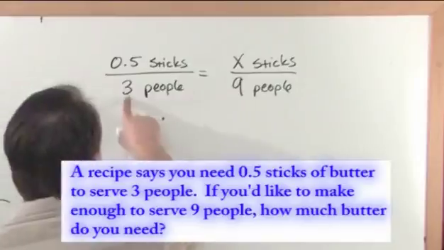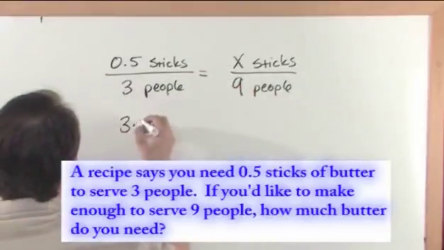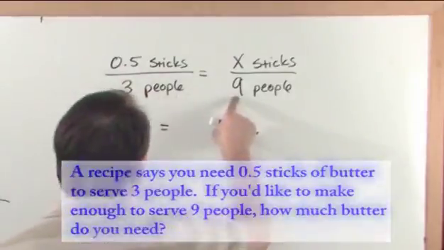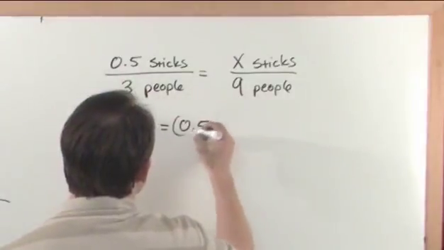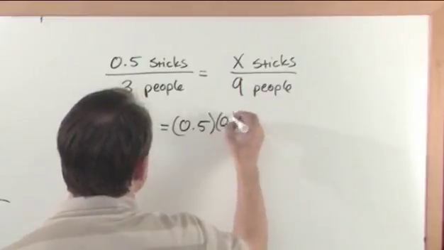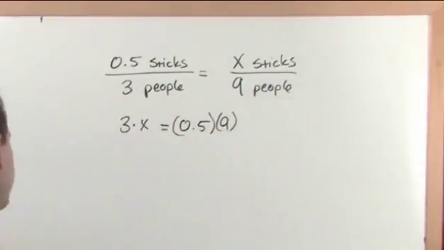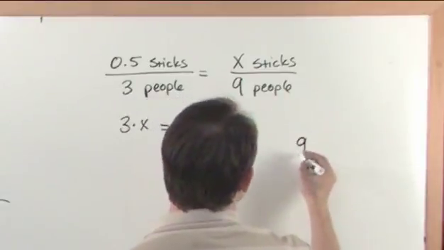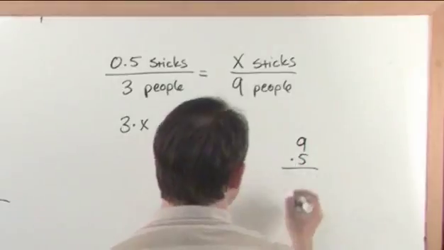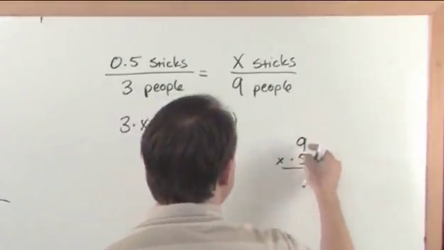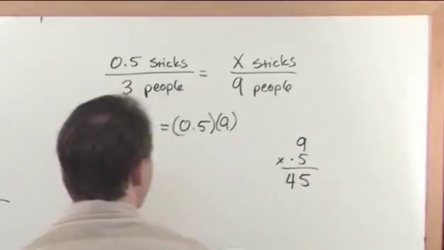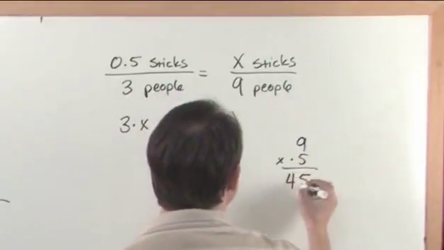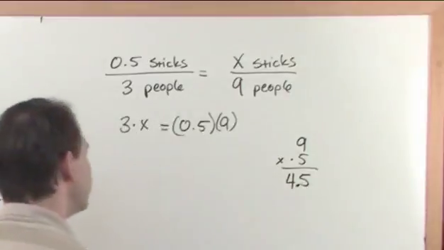So let's cross multiply. 3 times x is 3 times x. I can't do anything more with that because I don't know what x is yet. 0.5 times 9 is just going to be 0.5 times 9. And these parentheses just mean I'm multiplying together. I'm just showing you different ways of writing it. Okay? So, what is 0.5 times 9? Okay? Let's multiply. 9 times 5 is 45. And to find out where that decimal goes, since I'm multiplying, I have 1 digit after the decimal here, so I have to have 1 digit after the decimal in the final answer.